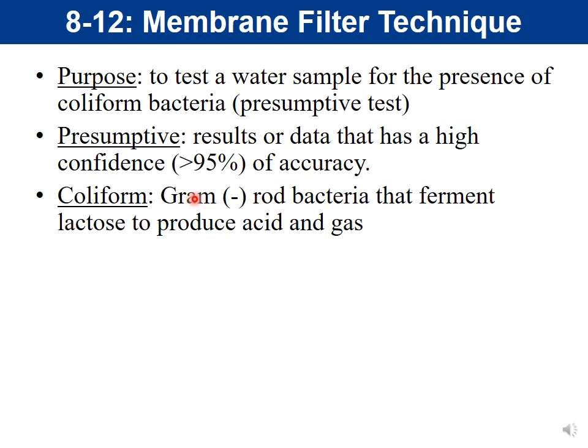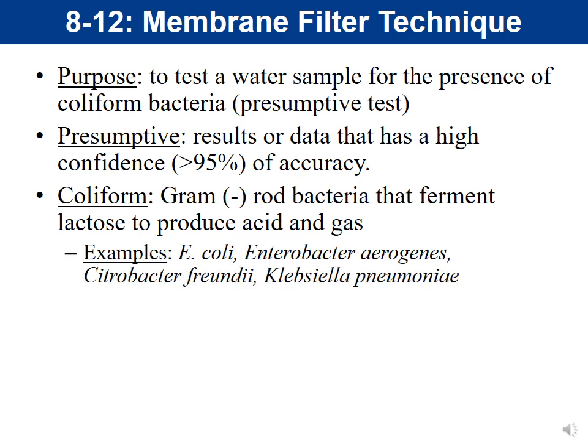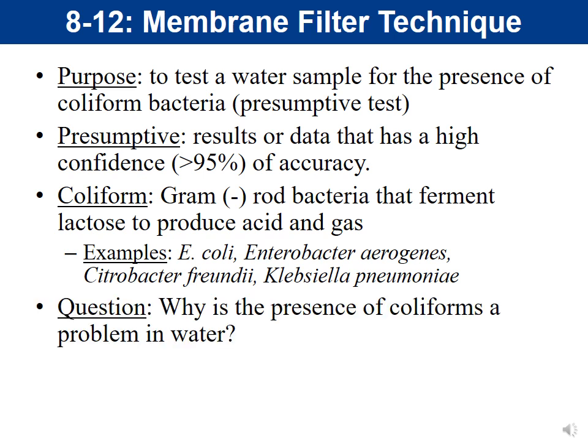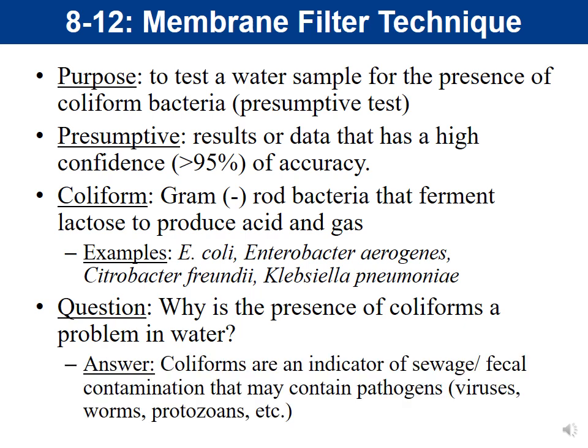You want to know what a coliform is. What are the three components that make something a coliform? A gram-negative rod that ferments lactose to produce acids and gases. You want to know examples, and I'll go through that more in a minute. You want to know why it is important to know if coliforms are in the water. And again, coliforms are an indicator of sewage or fecal contamination that may contain other pathogens as well.